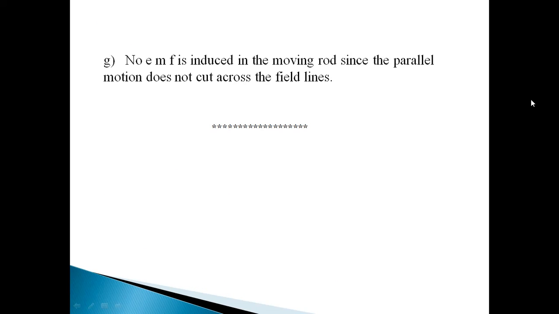The last question. What is the induced EMF in the moving rod if the magnetic field is parallel to the rails instead of being perpendicular? So if the moving rod is parallel to the rails, then there will be no EMF induced because the rod does not cut across the field lines. So the rod has to be perpendicular to the field lines for an EMF to be induced.